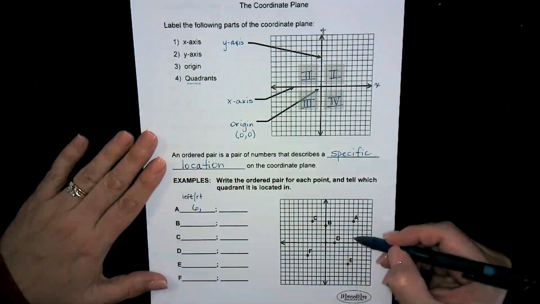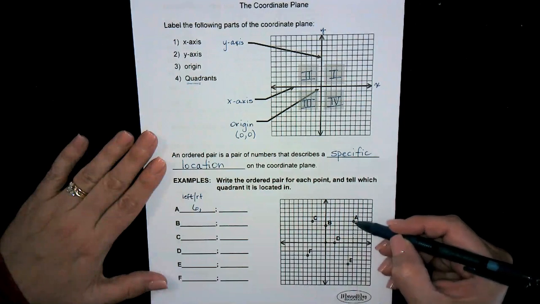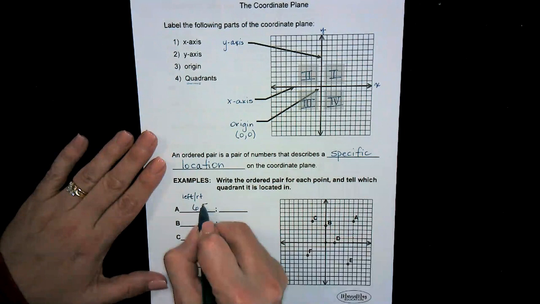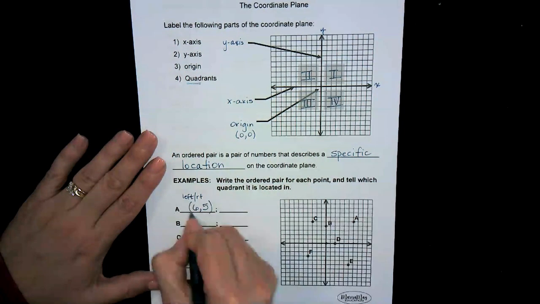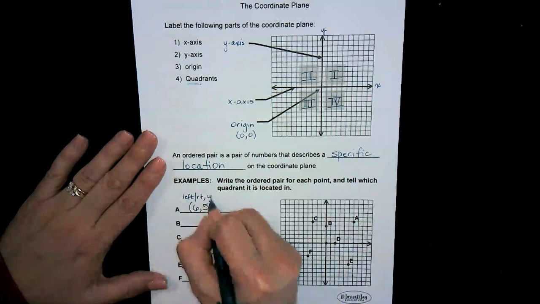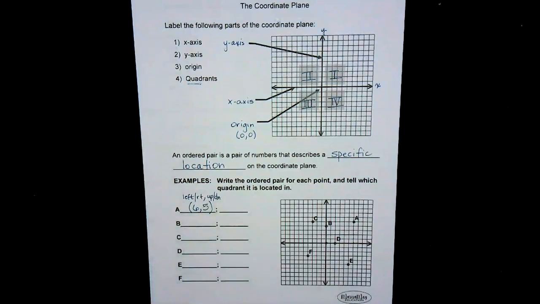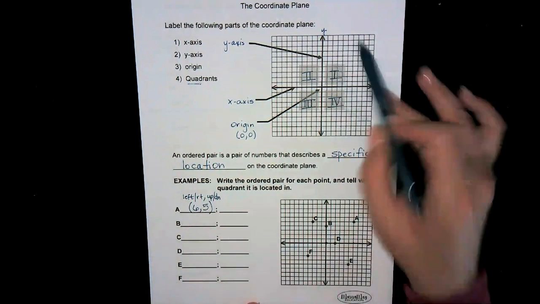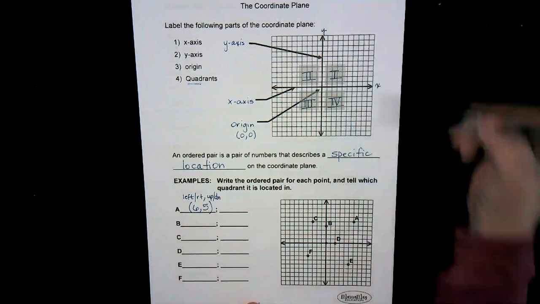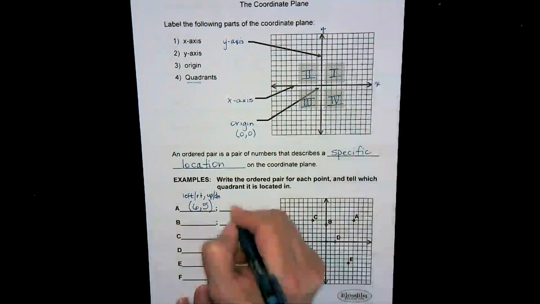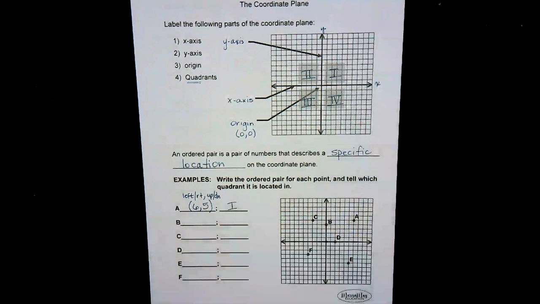And then I have to go up 1, 2, 3, 4, 5. That will be my second coordinate. And I write it like that. So we go left, right, and then we go up, down. Now, up is always positive, down is always negative. So our second blank here is, okay, what quadrant is that in? So remember, it's in the top right quadrant, and that's quadrant 1. So we'll just say it's in quadrant 1.